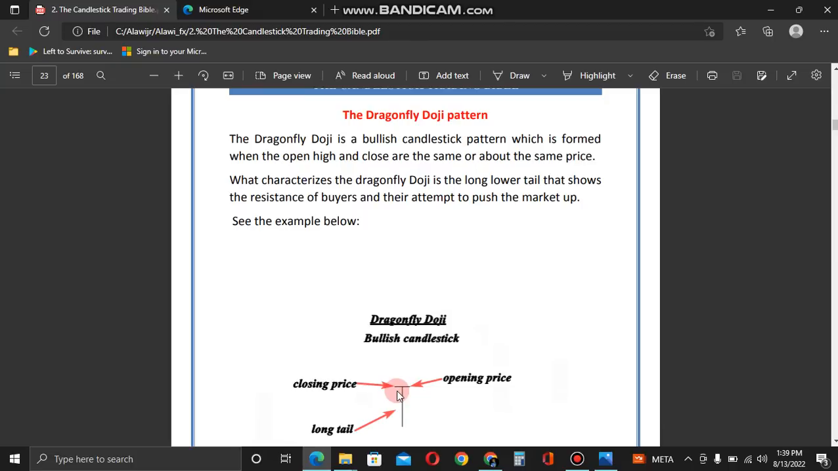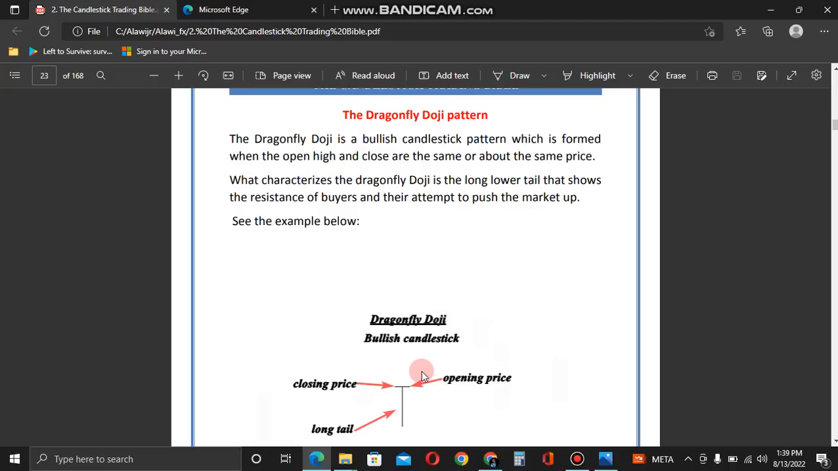So as you can see there is equality between the open and the high, but ukiangalia hii inatujulisha kuwa there are more buyers than sellers, since hii market body ilifika maeneo mpaka ya hapo, lakini buyers wakapush hii market kuipeleka juu, so it stuck there.